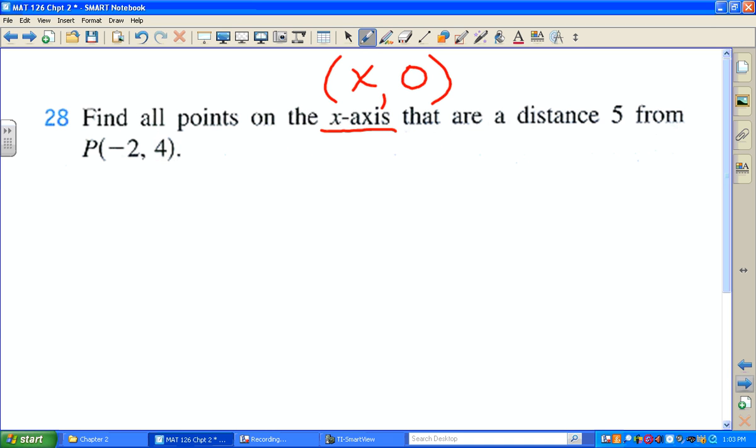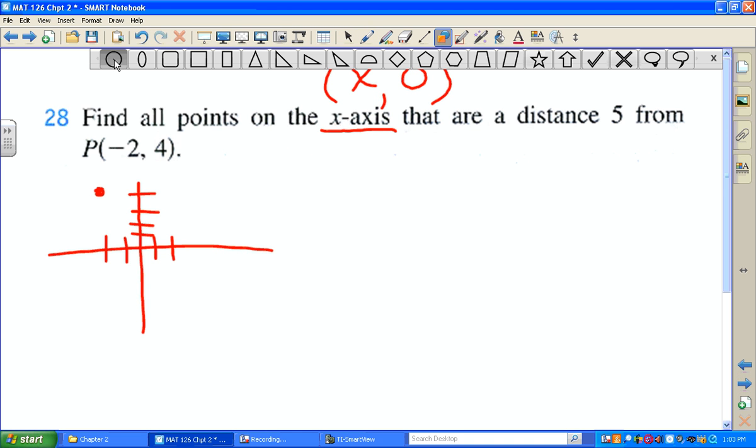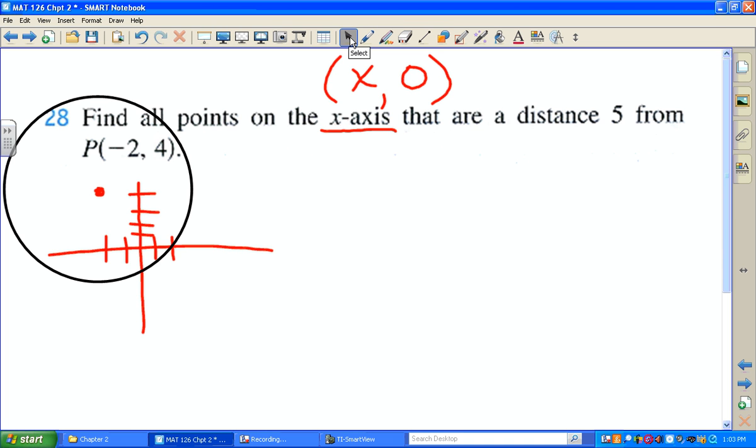So while your answers were valid, they didn't quite match all the criteria of the question. Find all the points on the x-axis... Oh! Negative 2, 4. A radius of 5. There. So how many answers should there be? 2. All you're doing is looking for these points, aren't you?